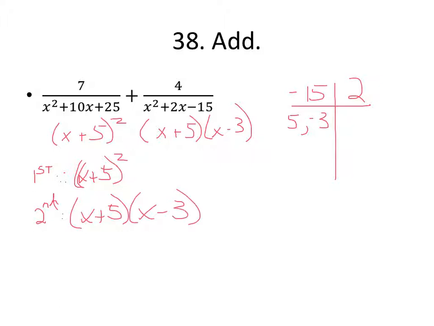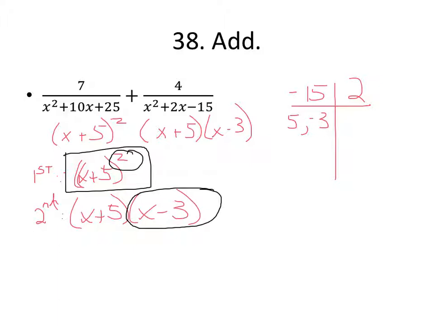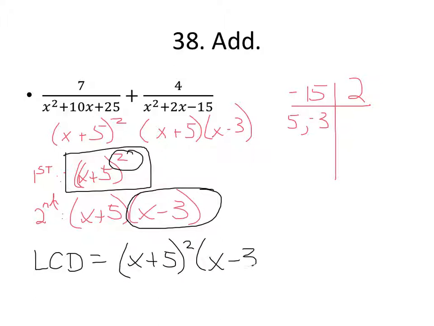The least common denominator is going to have the highest exponent of the common factors, so x plus 5 shows up in both of them. We take the one with the highest exponent, and then we have to have at least one occurrence of every factor. So our least common denominator is going to be x plus 5 squared times x minus 3.